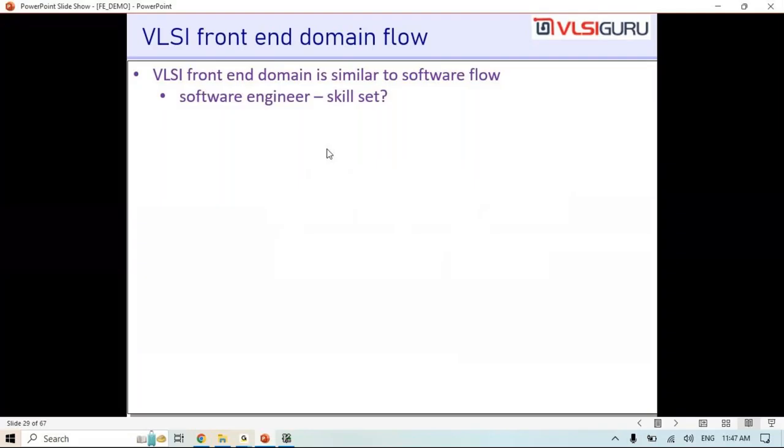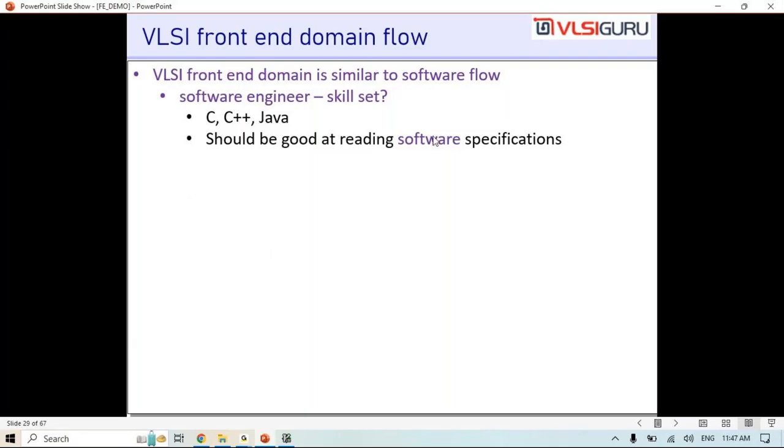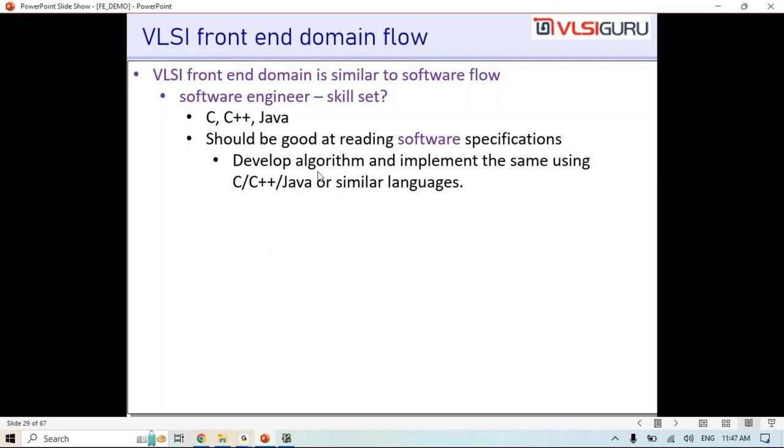For a software engineer, what is the skill set? Knowing some languages, C, C++, Java. They should be good at reading the software specifications, right? Given a specification, they should read and understand what the software requirements are. They should develop algorithms and implement the same using C, C++, or Java or similar languages. The software engineer should have good programming skills, right?